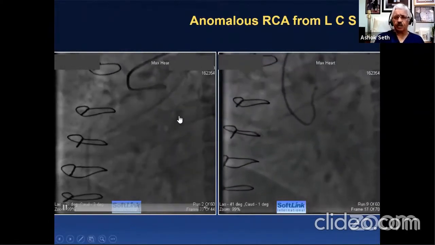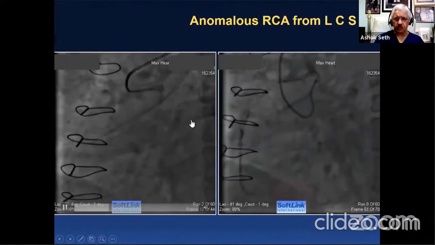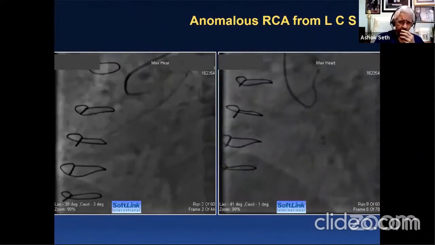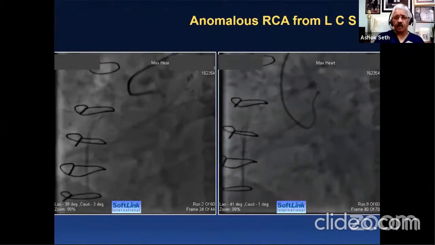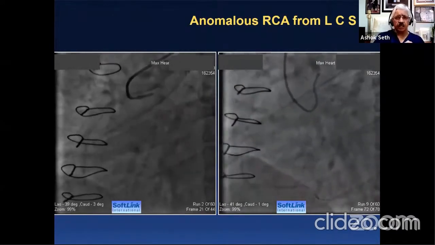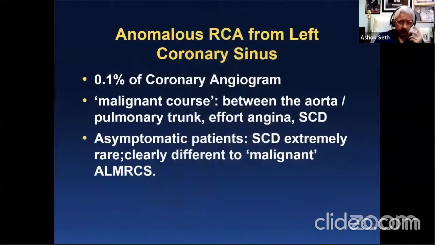Now, it's very important to start understanding, and now I think we should go to the next one. Yeah, this is just to tell you that this is what we have to face with. And this is why we can't get these catheters aligned, and therefore PCI becomes difficult. So 0.1% of the coronary angiograms, but clearly 0.2% of our PCIs. Malignant course we've talked about between the aorta and the pulmonary trunk can cause angina, can cause sudden death, but asymptomatic patients clearly are very different.